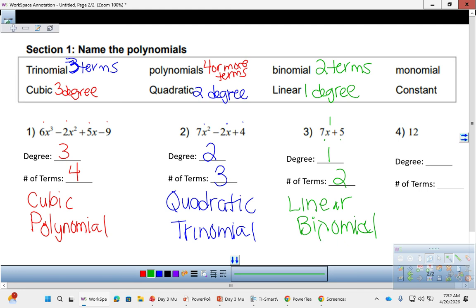All right, and then the last one doesn't have an x. If it doesn't have an x, we call that a degree 0, and there's only 1 term. So a degree 0 is a constant, and 1 term is a monomial. So this last one is called a constant monomial.